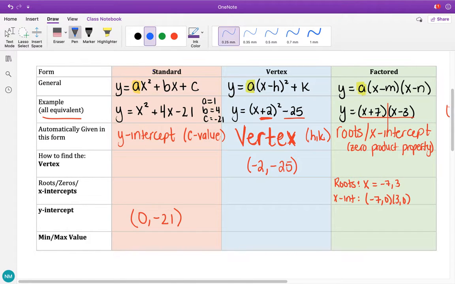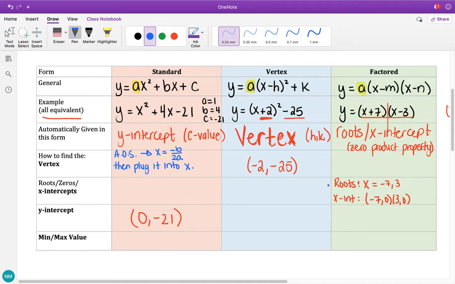If it's given to you in standard form, for example, how do you find your vertex? Well, we went over that. What you would have to do is find your axis of symmetry first, right? That is x equals negative b over 2a. And then you would have to plug it into the function, into x.